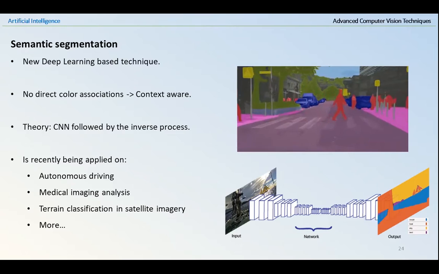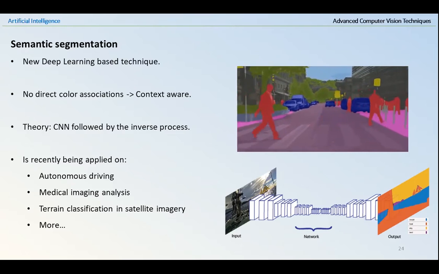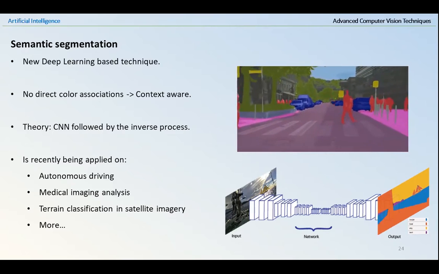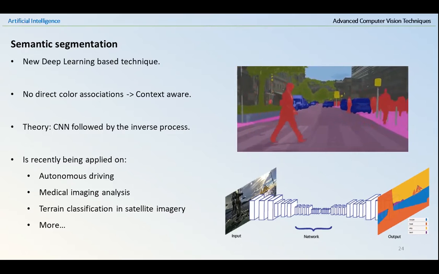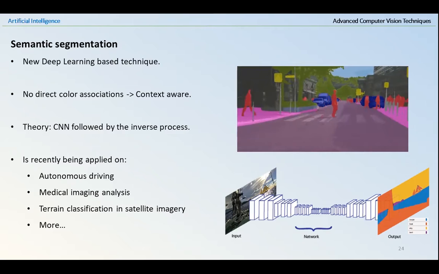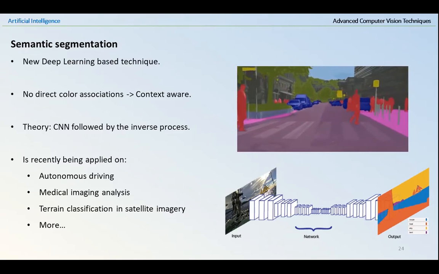But using this method, that same RGB value is labeled as person in that place and as car in the other place. That means that this method is context aware. It's basically two convolutional neural networks, one followed by a reversed one.